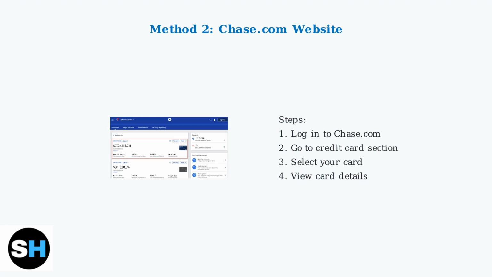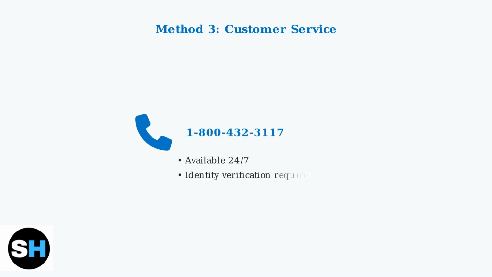Method 2. Use the Chase website. Log into your account at chase.com, navigate to the credit card section, and select your card to view the complete details, including the expiration date. Method 3. Contact Chase customer service. Call 1-800-432-3117, and after verifying your identity, they can provide your card's expiration date over the phone.